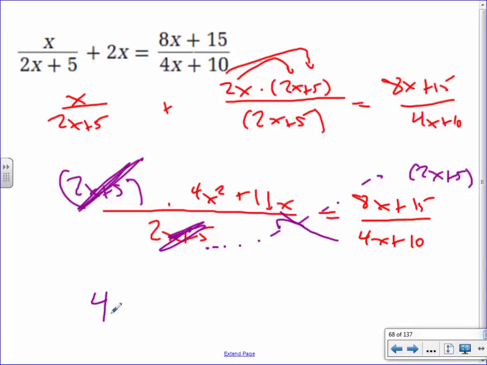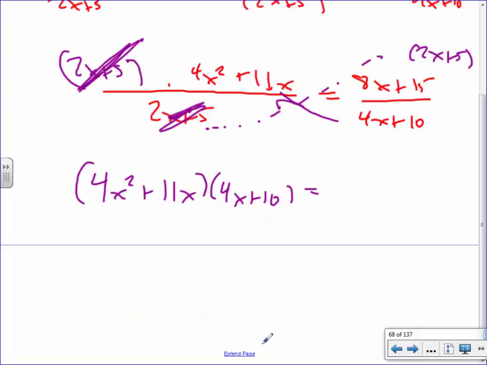So here's what you're going to have. You're going to have 4x squared plus 11x, and it's going to need to FOIL into the 4x plus 10. And then on the other side, you're still going to have your 8x plus 15, and it's going to have to FOIL into your 2x plus 5. Everybody's still on the same page at this point? Okay, time to FOIL.